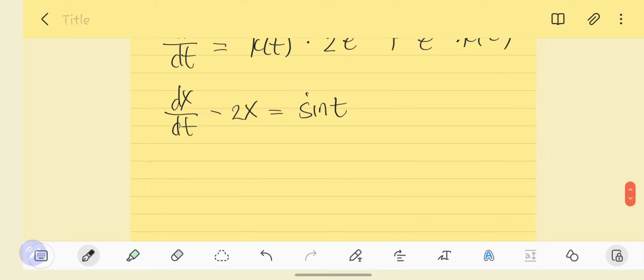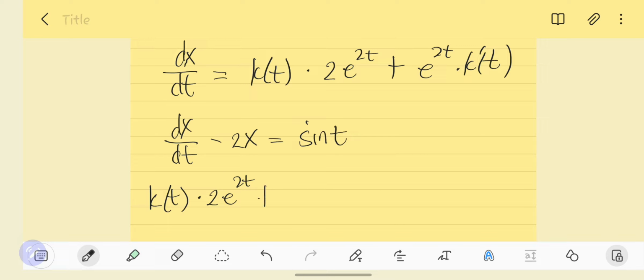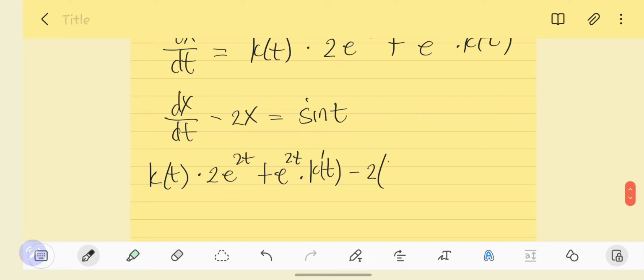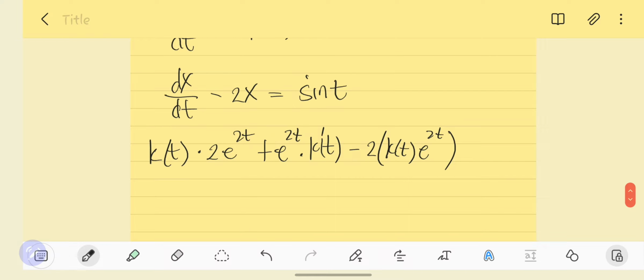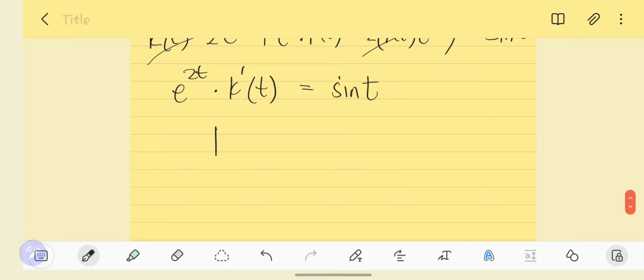Now plugging the answer in, k of t times 2 e to the 2t plus e to the 2t times k prime of t, minus 2 times our x, which is k of t e to the 2t, is equals to sine t. Now as you can see, we can cancel this out. The remaining equation is e to the 2t times k prime of t is equals to sine t. And now k prime of t is equals to e to the negative 2t sine t.